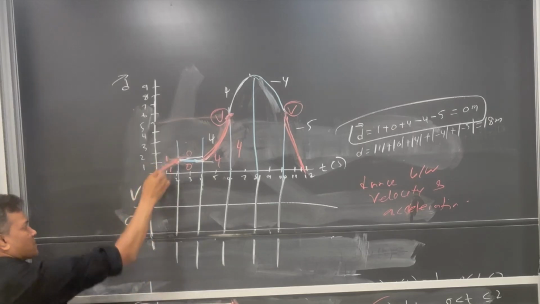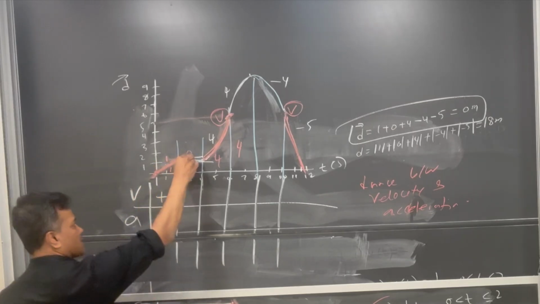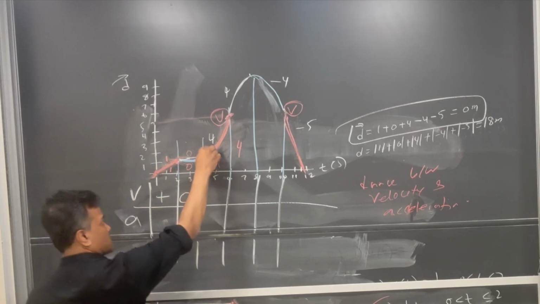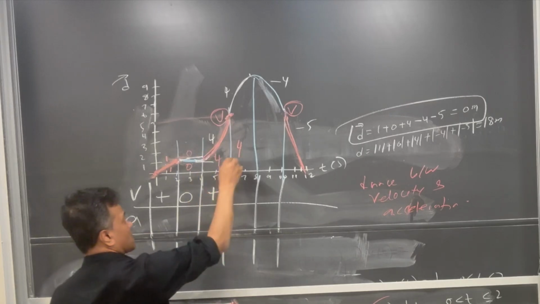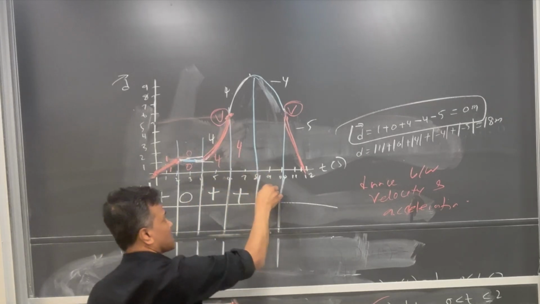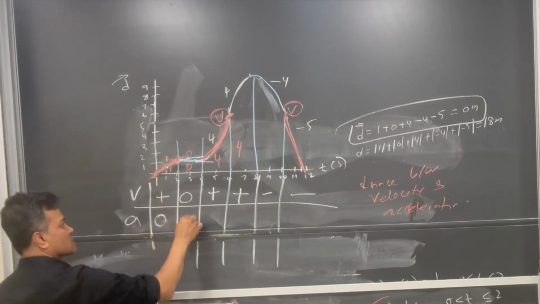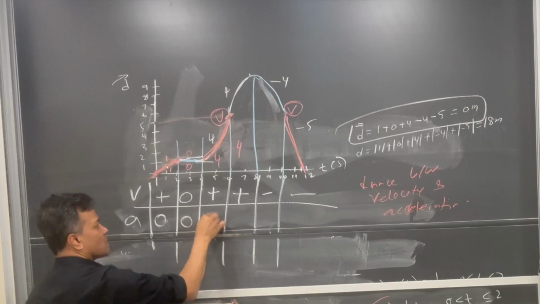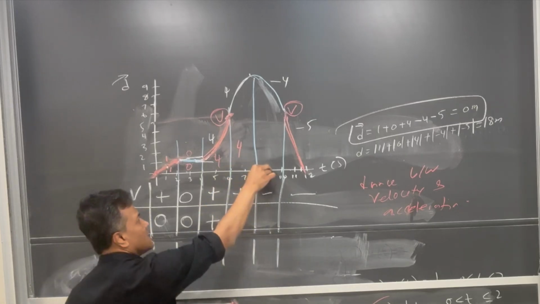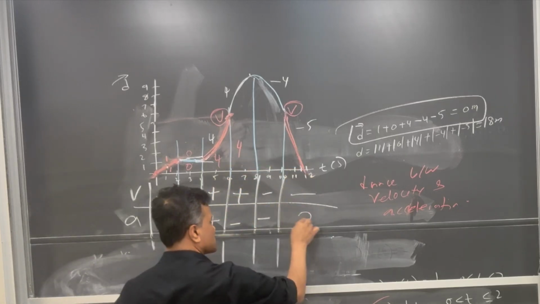So here velocity is positive. Here velocity is 0. Here velocity is positive. Here velocity is positive. Here velocity is negative. Here velocity is negative. Here acceleration is 0. Here acceleration is 0. Here acceleration is positive. Here acceleration is negative. Here acceleration is negative. Here acceleration is 0.